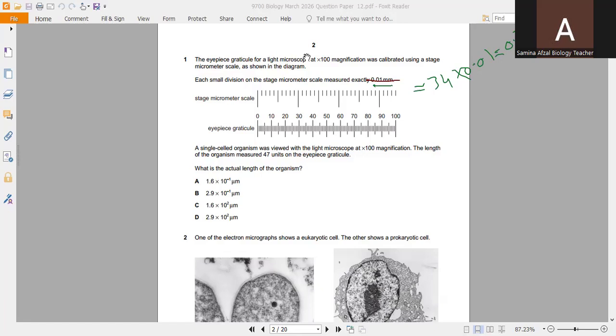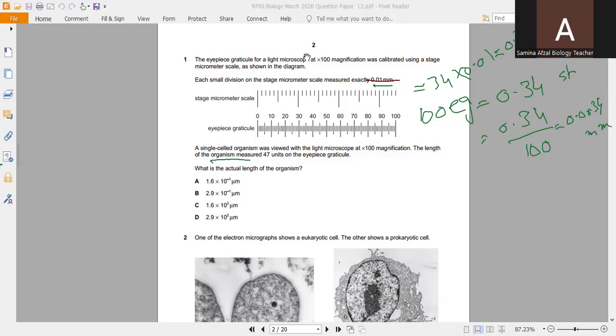So 100 eyepiece reticule units are equal to 0.34 millimeter on the stage micrometer scale. Then we will divide this 0.34 by 100 to calibrate them. So it will become 0.0034 millimeter. It is up to you: you can convert this millimeter into micrometer now or after completing the answer.